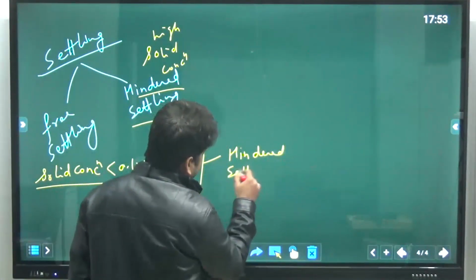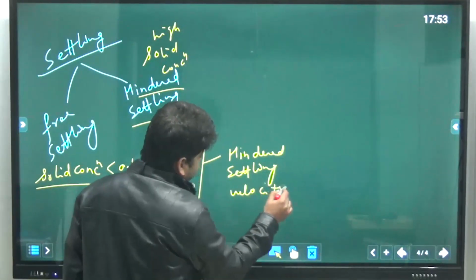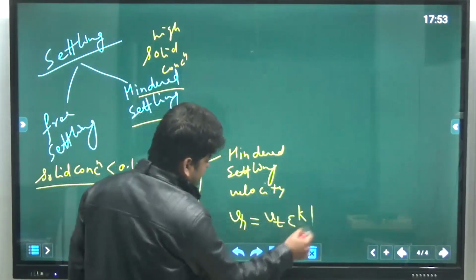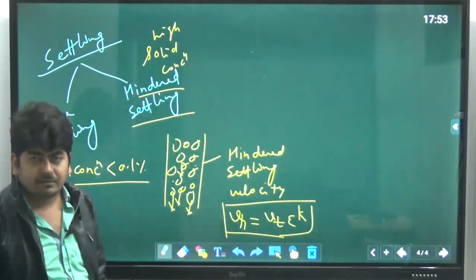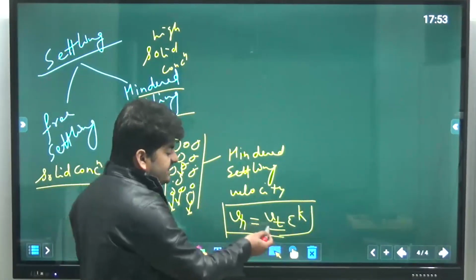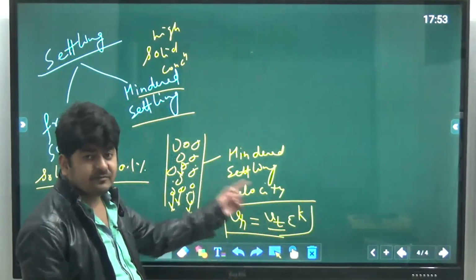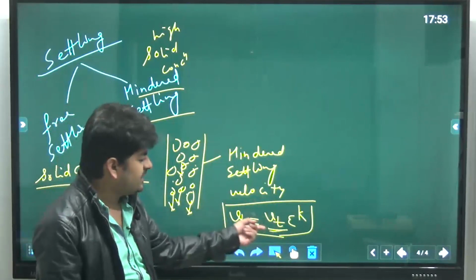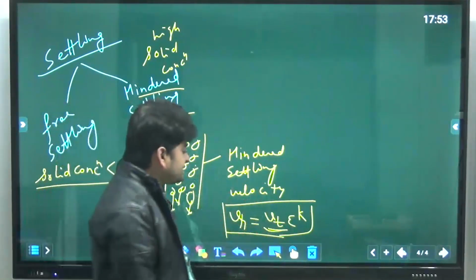Hindered settling velocity, you can calculate with the help of this correlation. Vh is equal to Vt into epsilon power k. Vt is the terminal settling velocity of the particle. It means if there is free settling, then what will be the maximum velocity, the terminal settling velocity of the particle, that you can calculate based on laminar flow, Newton's law, whatever it is.